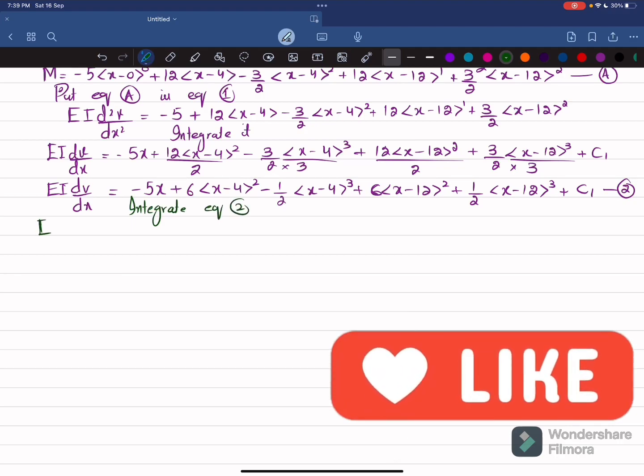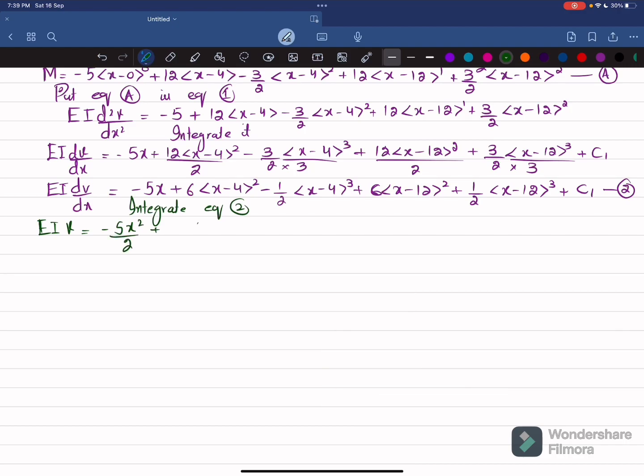So we will get EI into V is equal to minus 5x square over 2 plus x minus 4 whole cube divided by 3. So 6 divided by 3 is 2 minus x minus 4 power 4 divided by 4, which is 1 over 8 plus x minus 12 whole cube divided by 3. So 6 divided by 3 is 2 plus x minus 12 whole power 4 divided by 4. So 1 over 2 multiplied by 4 is 1 over 8 plus C1x plus C2. And this is equation number 3.